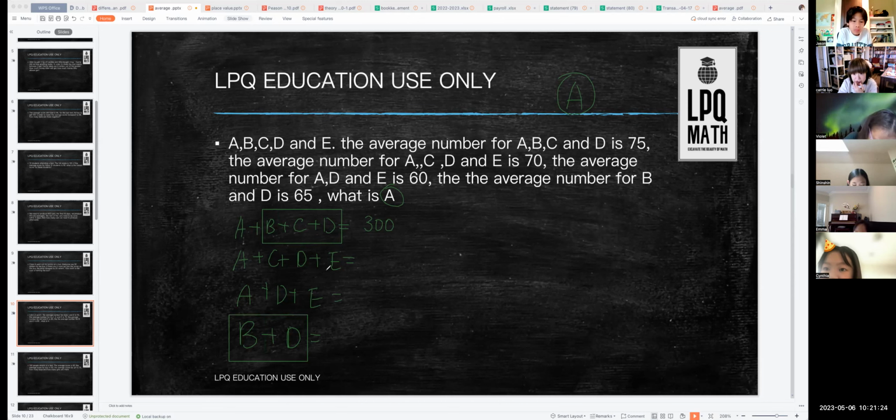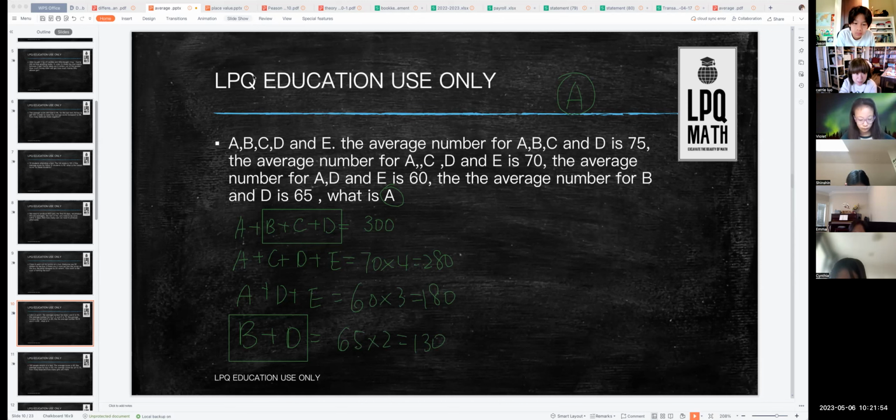So everybody, ACD equals what? Equals 70 times 4 equals 280, right? And ADE equals 60 times 3 equals 180. And BD equals 65 times 2 equals 130. So this is something I think everybody can do, right? Okay, so now I think I only need to know C, right? Because I want to find A, I only need to know BCD. And in order to know BCD, I only need to know C.